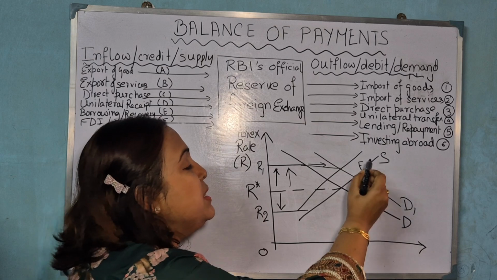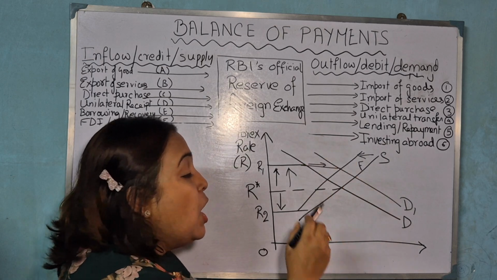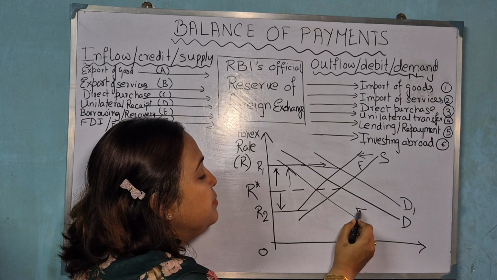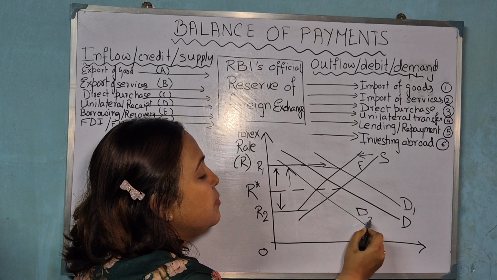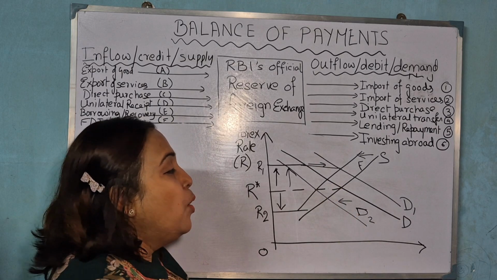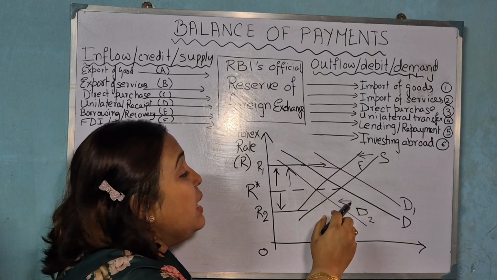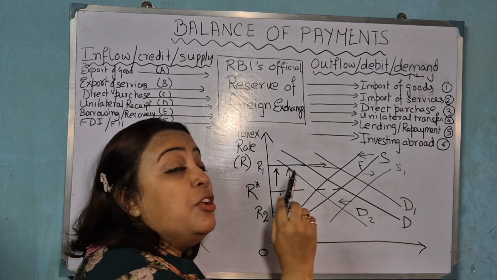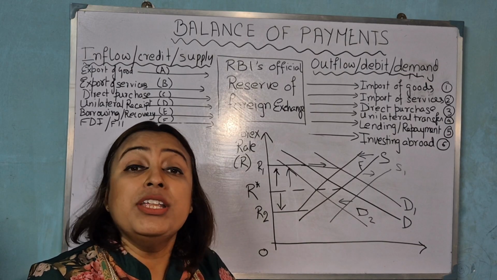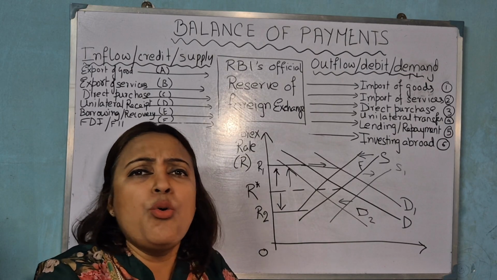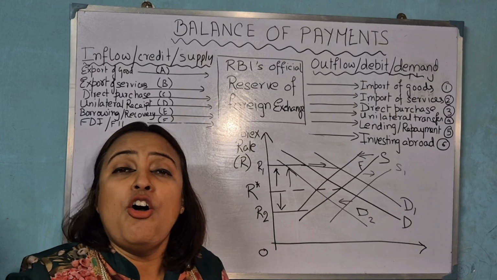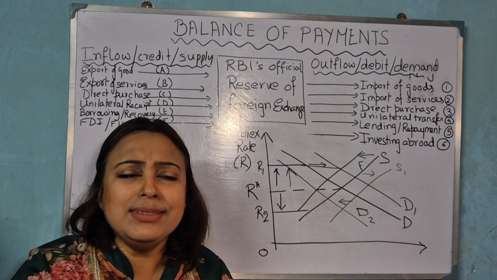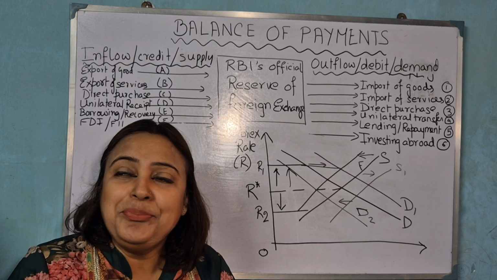Supply falls means leftward shift of the supply curve. Whenever demand falls, that is leftward shift of the demand curve, or supply increases, rightward shift of the supply curve, in all these cases, the foreign exchange rate decreases. So it is all about the demand and supply of the foreign exchange. So now tell me something.